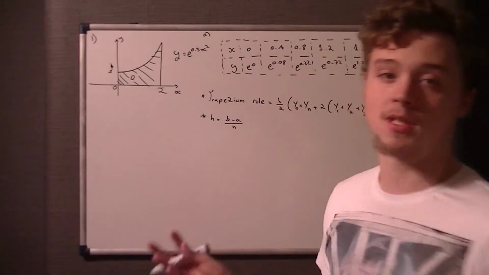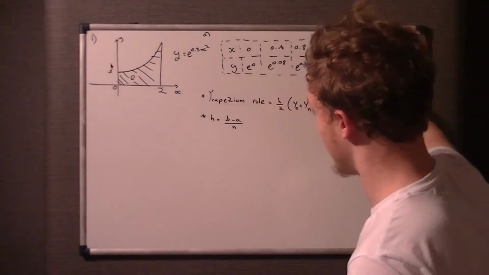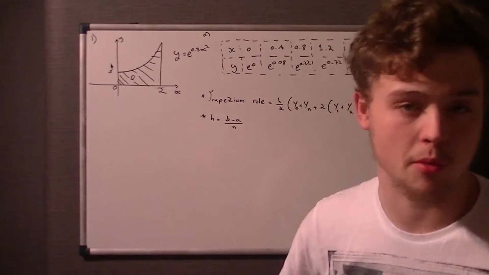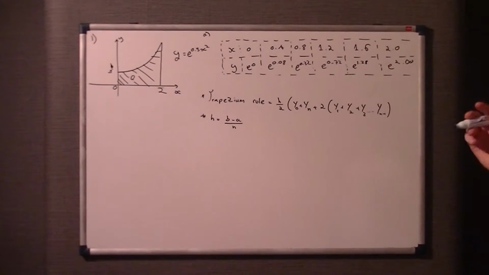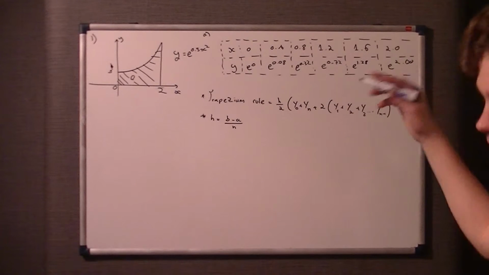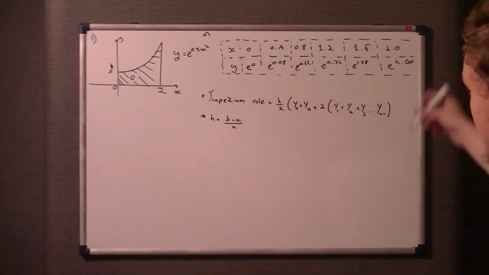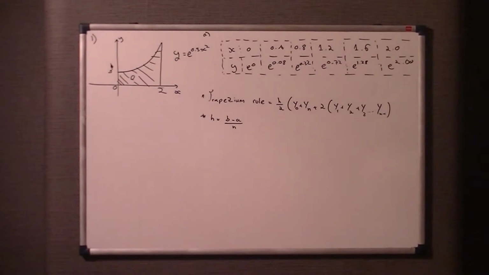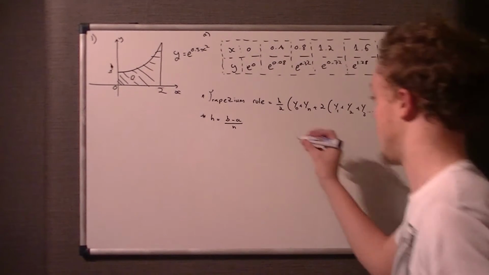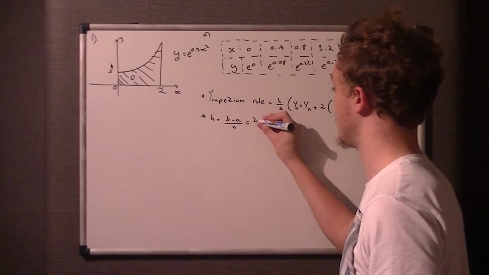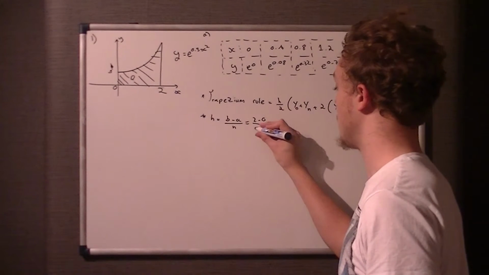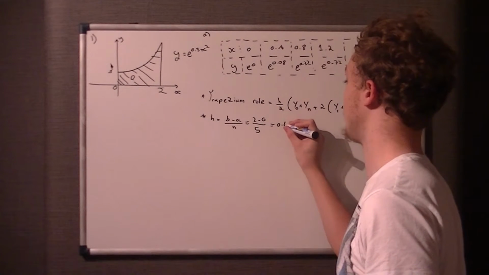So the essence of it is, the number of strips when you're given a table is the number of values take 1. So we've got 5 strips because we've got a table of 6 different values. So you just sub this into h: h is 2 take 0 over 5, which is 2/5, which is 0.4.